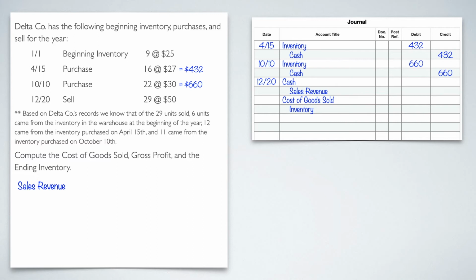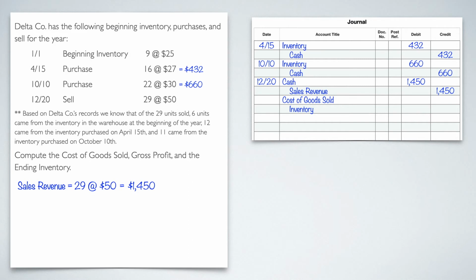So now we can go and calculate our sales revenue. In order to do that, we just need to know how much we sold and what we sold it for. We sold 29 units, and we sold those 29 units at $50 apiece. If we multiply that out, that gives me a total sales revenue of $1,450. So I can go ahead and put that into my journal entry, $1,450 next to cash and sales revenue.